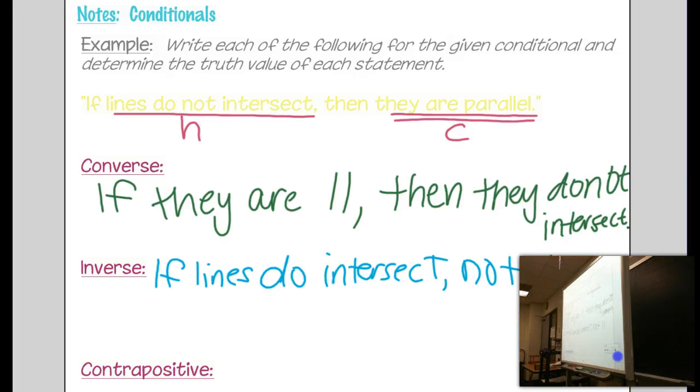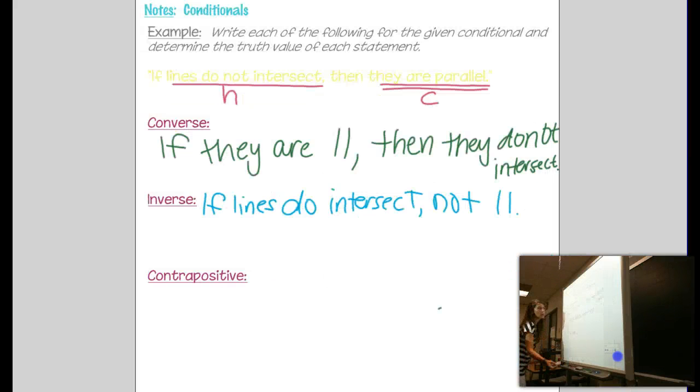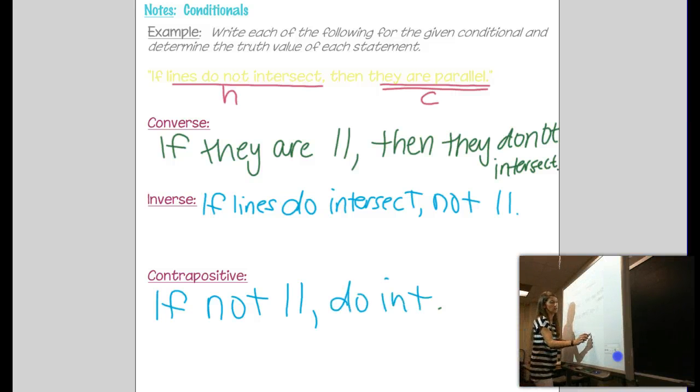Are you ready for the toughest one? If you can do this one, you can do it all. Contrapositive. They're going to trade places, and we're going to do our nots. So ready? We're going to put if. We're going to grab the conclusion, and we're going to put not. What's the conclusion? If they are not parallel. Good. The opposite of not intersecting is intersecting. So if they're not parallel, then they do intersect. And that is as hard as it can possibly get. So it can only get easier from there.